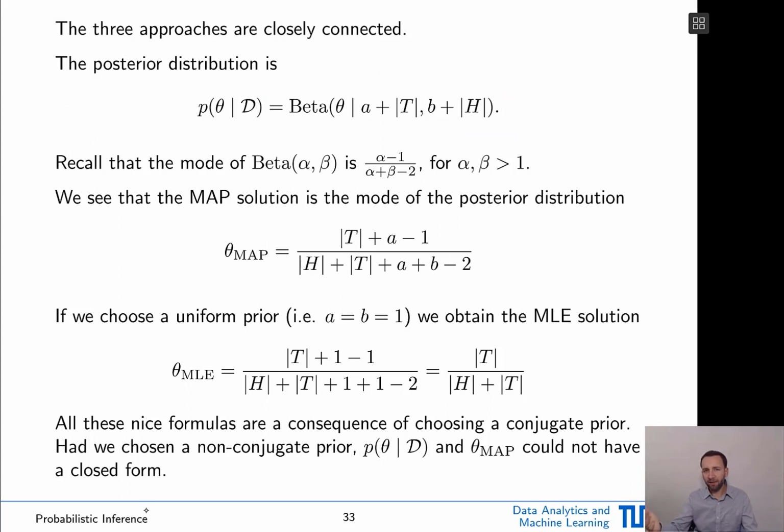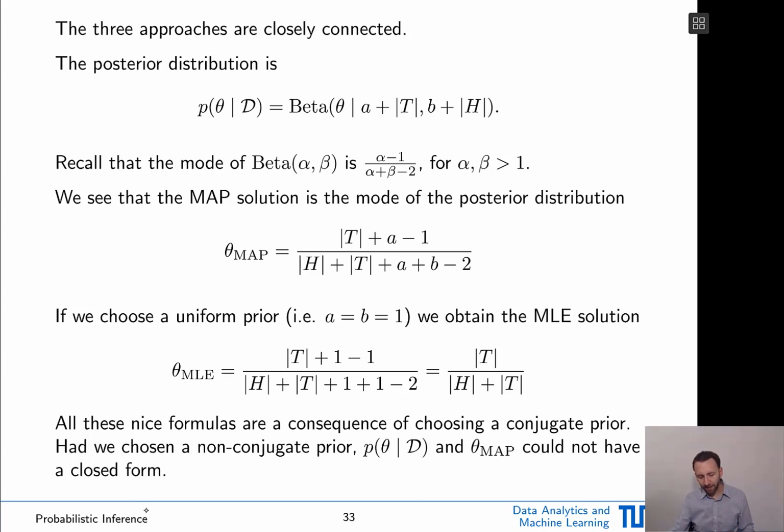And if you open a textbook and you see that the mode is like this, minus 1 divided by this plus this minus 2, right here, then you don't have to calculate it. You don't have to calculate the gradient. You don't have to set it to 0 because you can just look at the mode, okay?